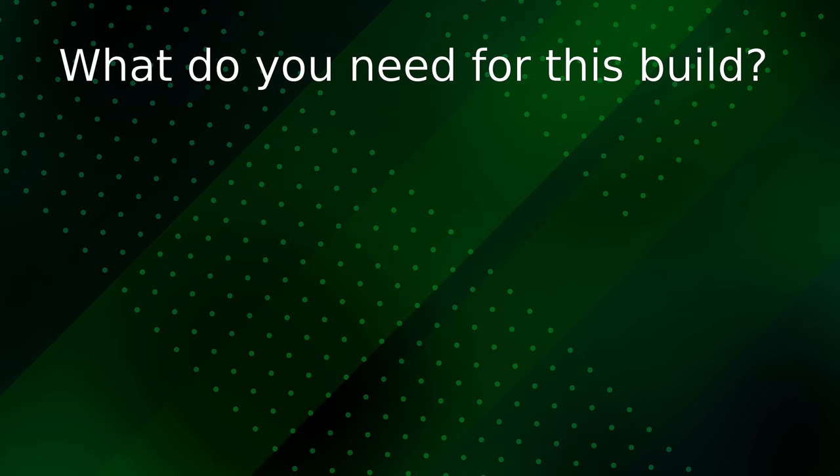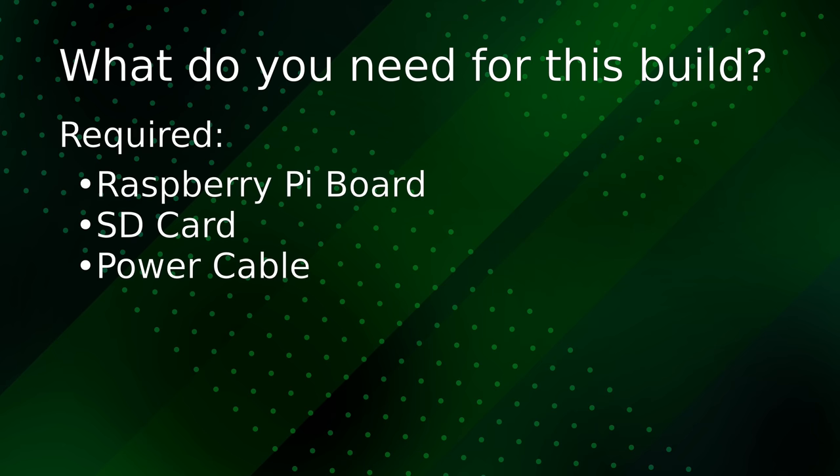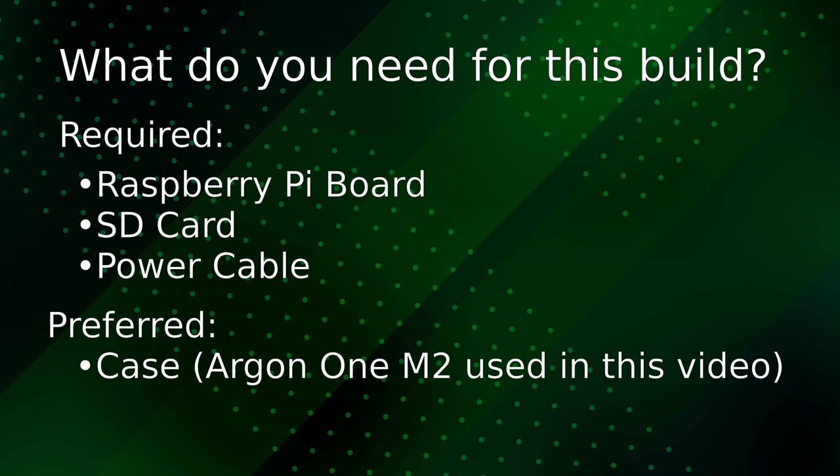Okay, so first of all, what do you need to get started if you want to mimic the build that I put together? Honestly, all you really need is a Raspberry Pi, an SD card, and a power cable. Now, it's definitely preferred to have a case, though. Not only does it protect your Raspberry Pi, but the Argon One case looks pretty cool. And that's the case that I'm going over in this video. You don't have to use the Argon One case, but it is something that I recommend if you don't already have a favorite case to use.